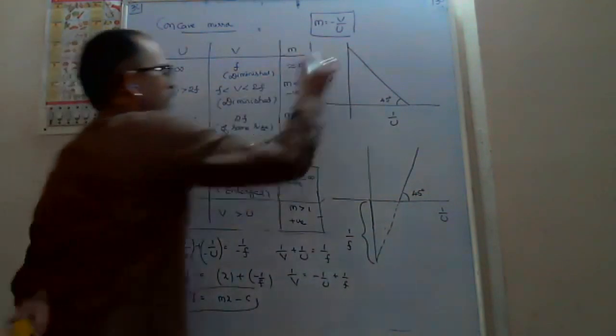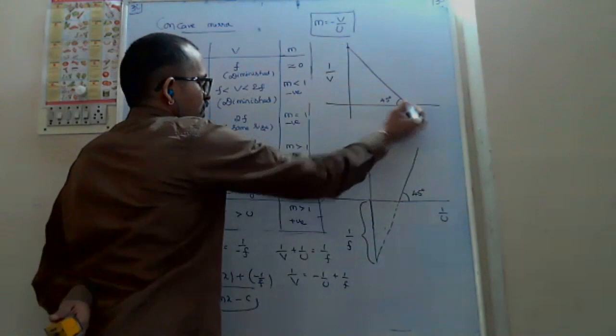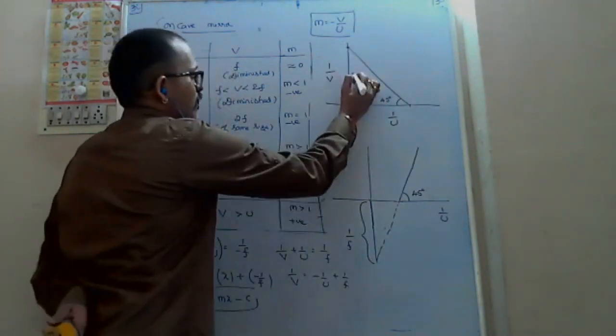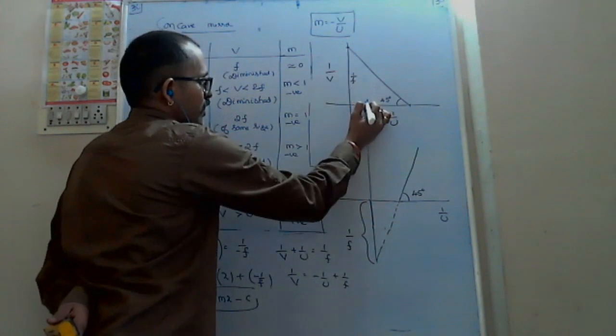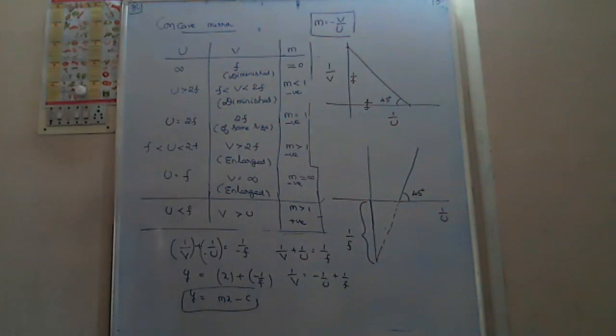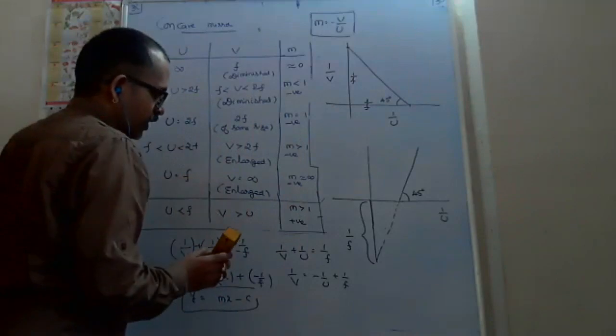And the x and y intercepts are equal since the angle is 45. This intercept is 1 by f. That intercept is also 1 by f. This is the story about the concave mirror.